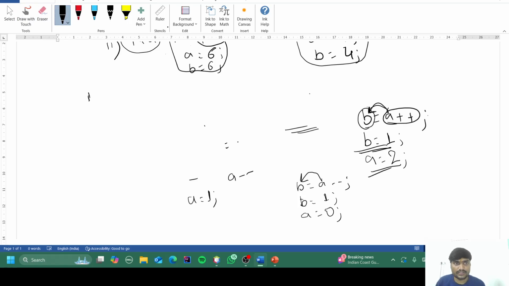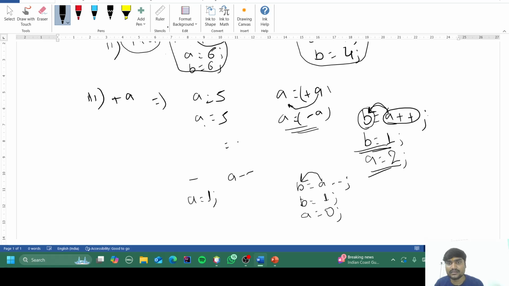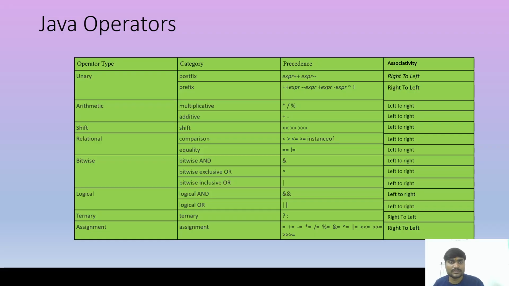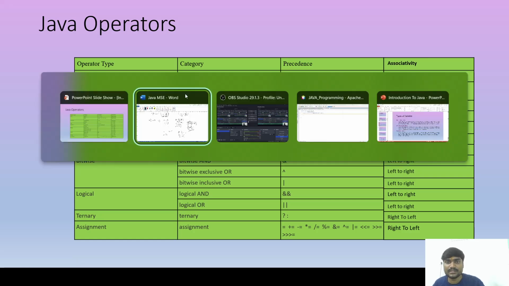Now if you see the third one, plus a. What does it mean? It's nothing but assigning a value, like a is equal to 5, and now we are doing a is equal to plus a. That means a becomes positive. Now if I do a is equal to 5 and a is equal to minus a, then the value is negative. That means now a becomes minus 5. So these are two. Simply put, unary means the number of operands will be 1. Only one operand will be there.